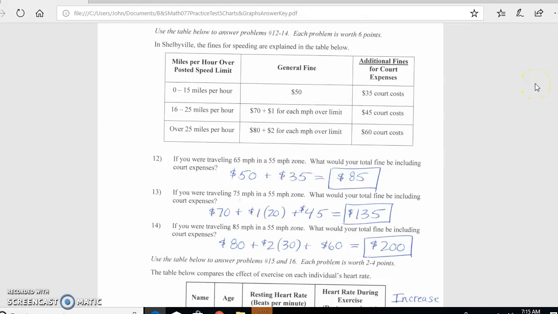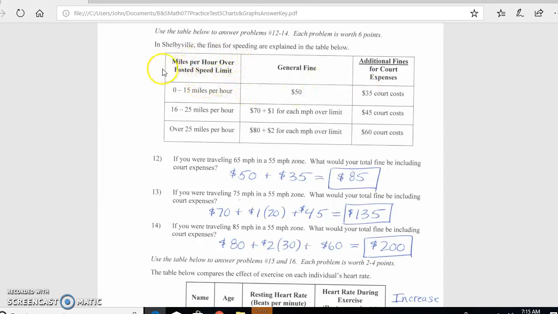This is the practice test for charts and graphs, and here we are looking at questions 12 through 14. And the problem states, in Shelbyville, the fines for speeding are explained in the table below. So we have this table, and we have three columns.